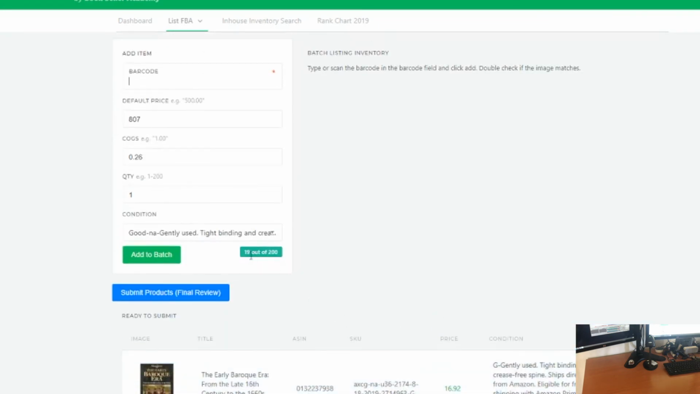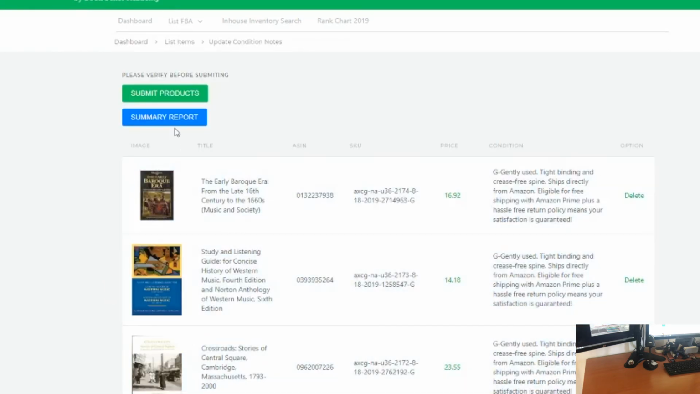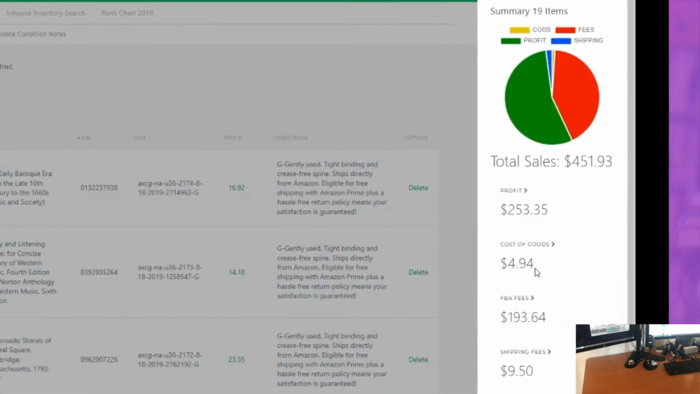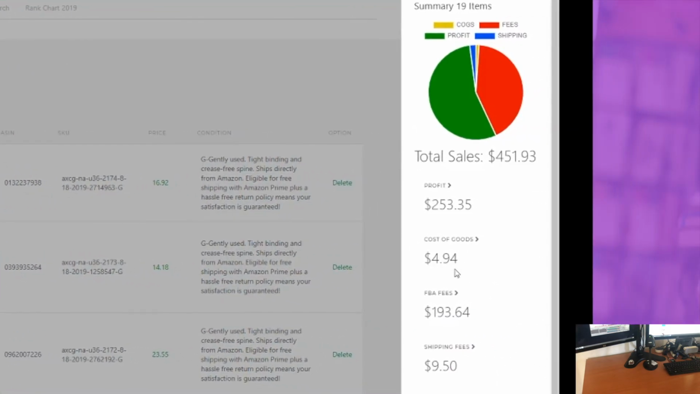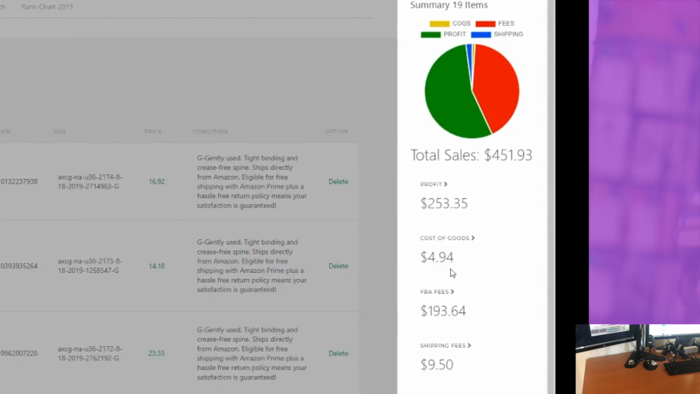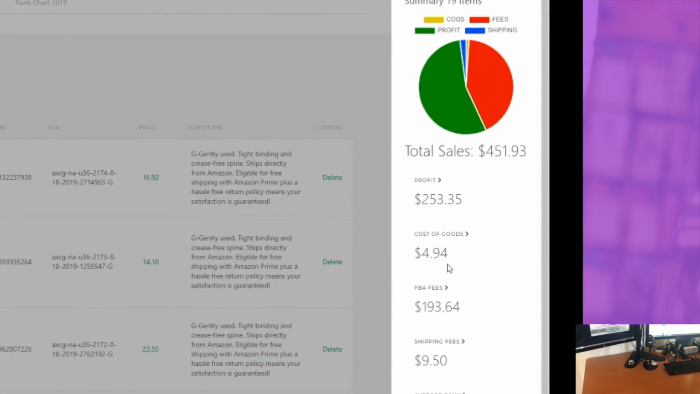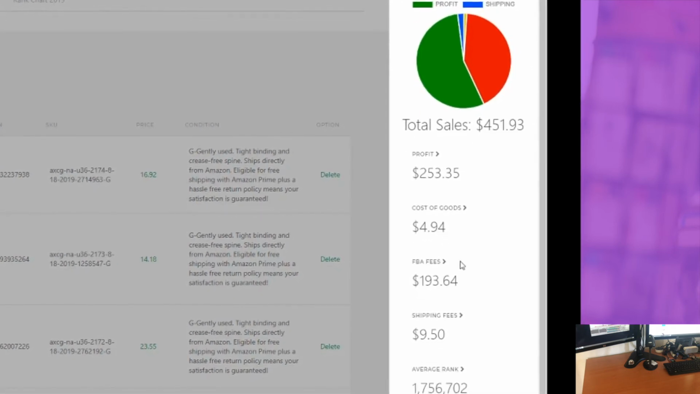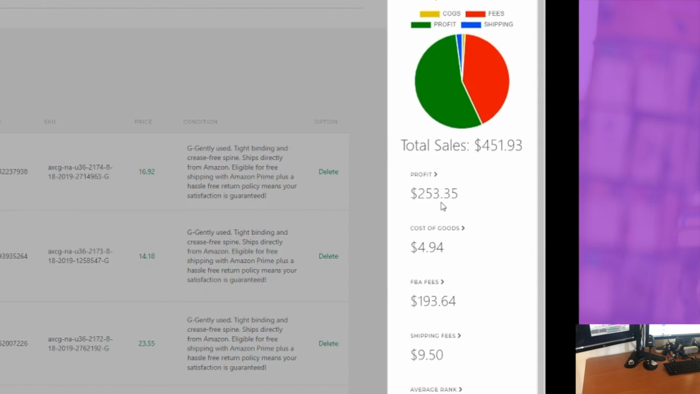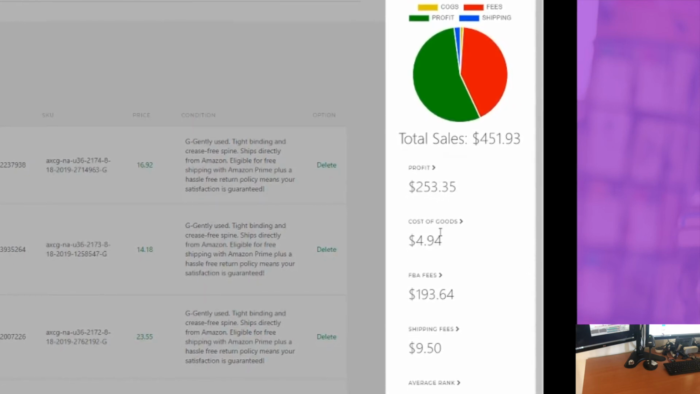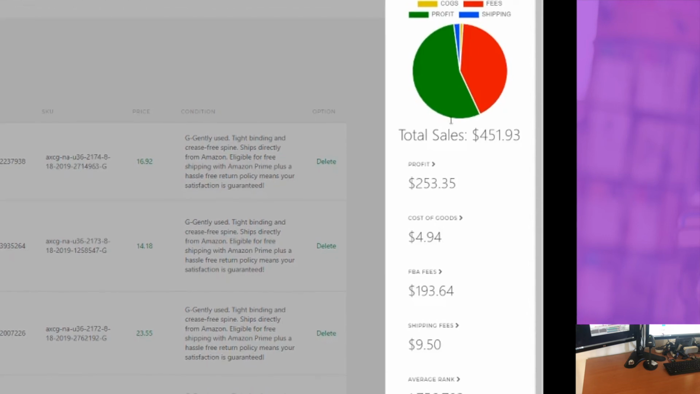All right, so we have 19 books. All you need to do is submit products, and we'll do a summary report here. Let's see what we got. So our total cost of goods, $4.94. I mean, I should probably round it up to 27 since it was a $5 bag, but close enough. The profit here is going to be $253, and this is really pricing aggressively.